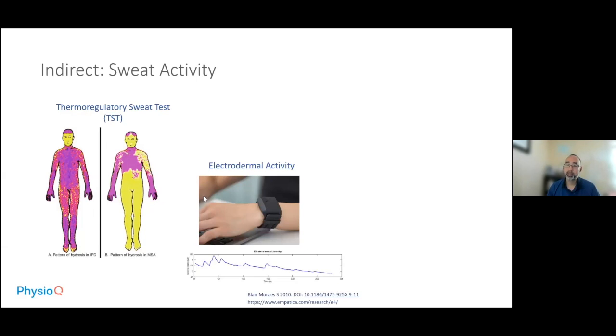Another sweat test is electrodermal activity. This is something that you could do using a watch. This is the Empatica E4 watch, which measures electrical skin conductivity with time. And you can measure it, and if there's any stressful event, you could see a quick rise in the conductivity.